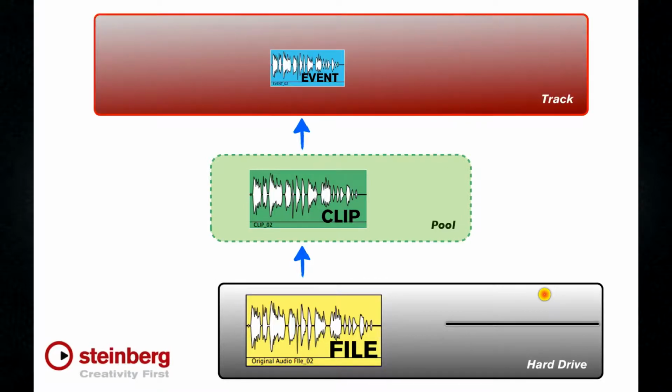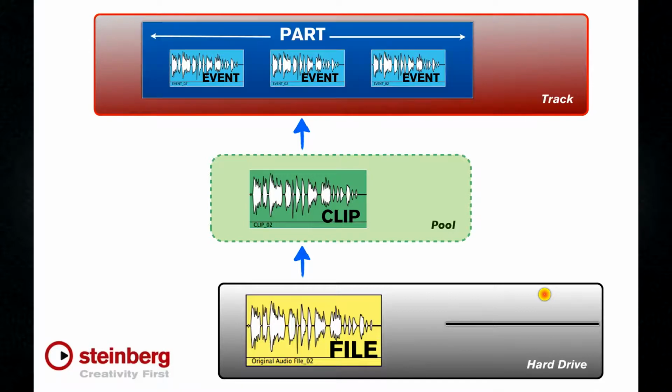And when you join several events together, they're known as a part. And of course, the container for all of this is your audio track. Normally, all of this happens automatically whenever you press record. Cubase will simultaneously capture the audio as a file, create a clip, place that clip into the selected track as an event. The entire process is transparent to the casual user.